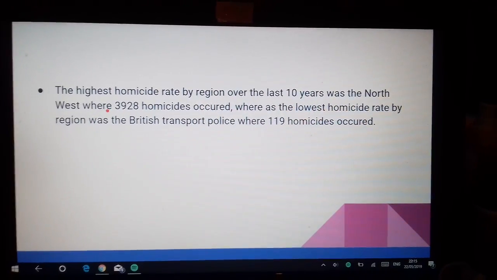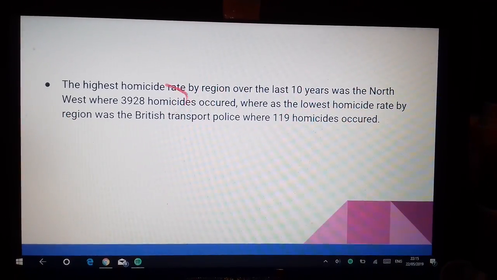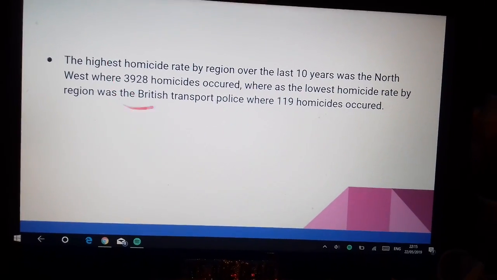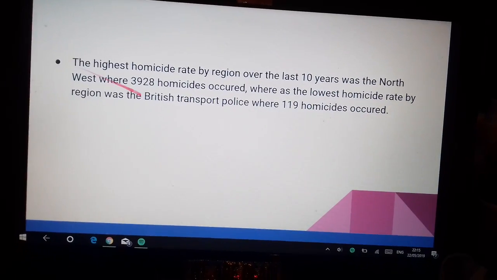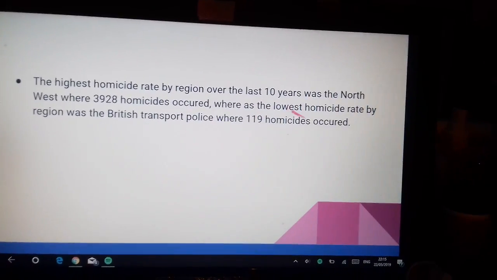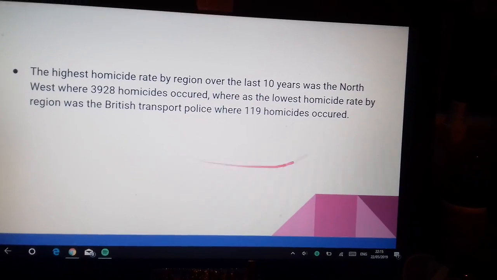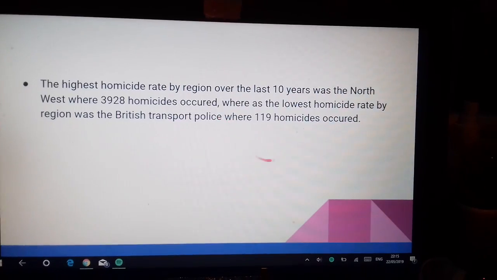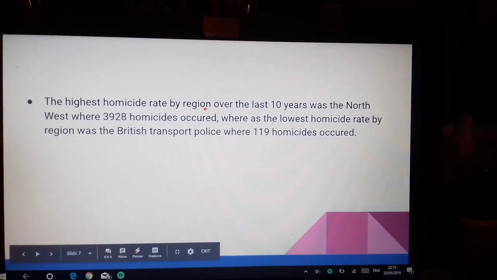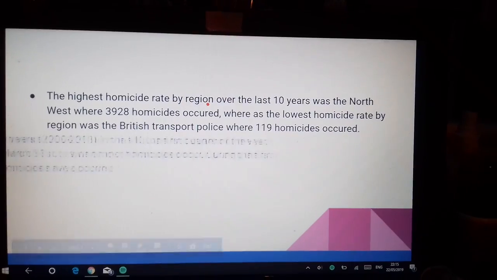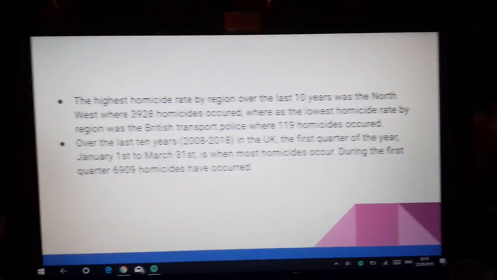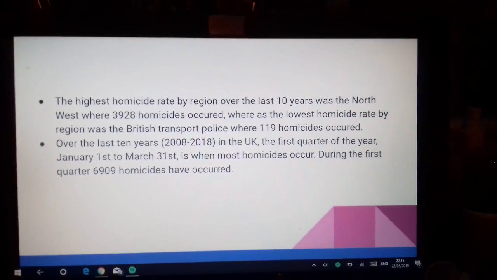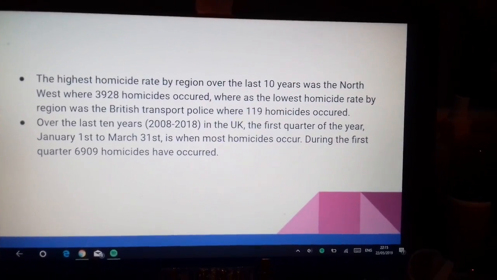I also found the highest homicide rate by region. It is 3,928, which is quite a lot. I discounted the region of London because it did not class as a region. British Transport Police only had 119 homicides occur. Over the last 10 years, the first quarter has been the most homicide occurring quarter out of the four.